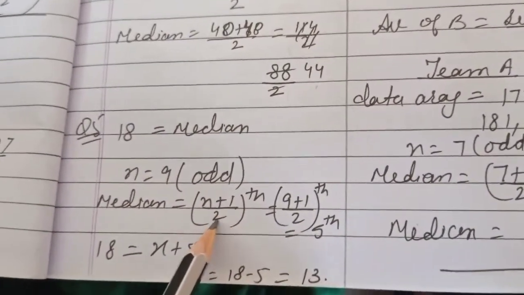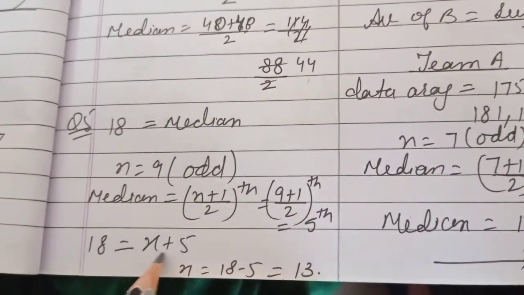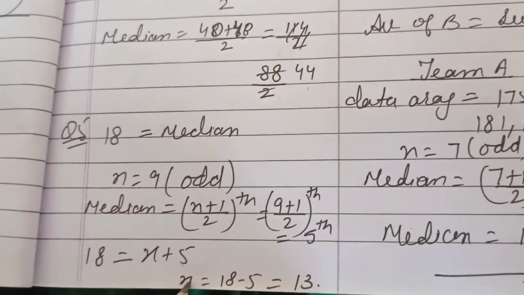N plus 1 by 2. That means 10 by 2, fifth term. So the fifth term you can see in the observations, that is x plus 5. So from here x is 13.